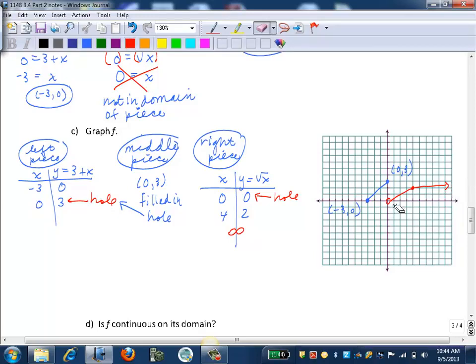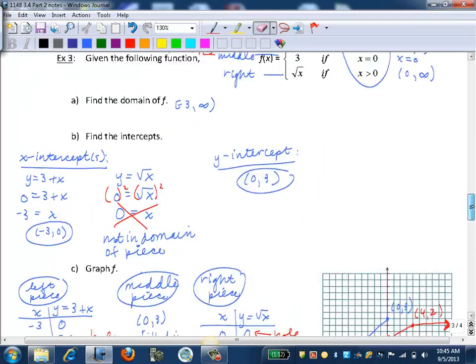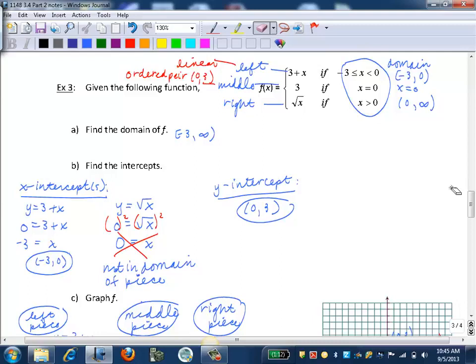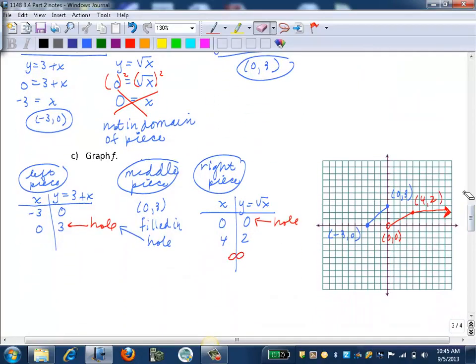And then we'll label these points. So we had 0, 0, 4, 2, and then we've got that arrow nice and clear so that we know that it extends infinitely to the right. As you look at this, the definition actually had 3 pieces, but when you look at the final graph, it only looks like 2 pieces, because remember that left piece, that line, had a hole at the end of it, but the middle piece, the 0, 3, filled it in. So it's like the middle and the left piece connected. Visually it just looks like one piece.